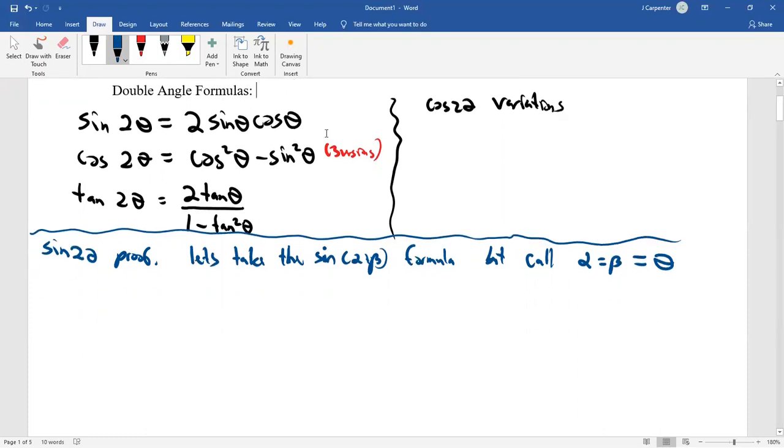Following a proof just requires being able to follow the algebra and trig along the way. So this is going to work though. The sine of alpha plus beta formula, which went sine of alpha cosine of beta plus cosine of alpha sine of beta, we're just going to call all the alphas and betas thetas. So again, what used to be sine alpha cosine beta plus cosine beta sine alpha, all of those are going to turn into thetas.